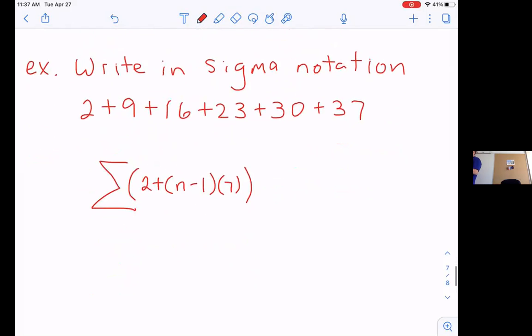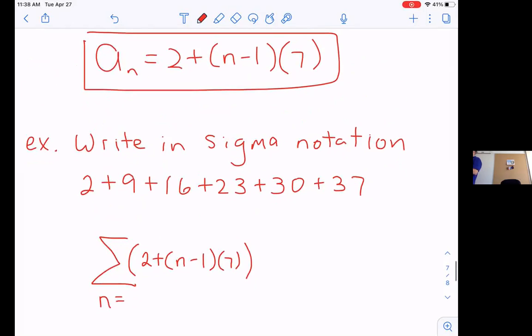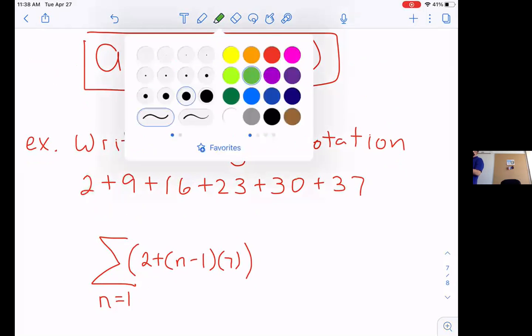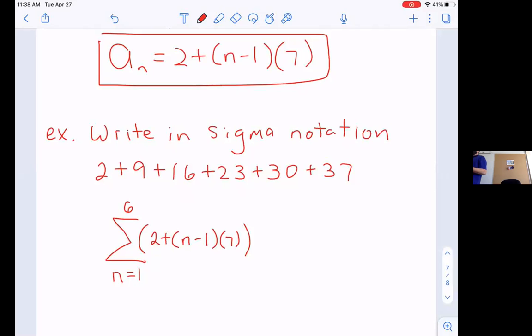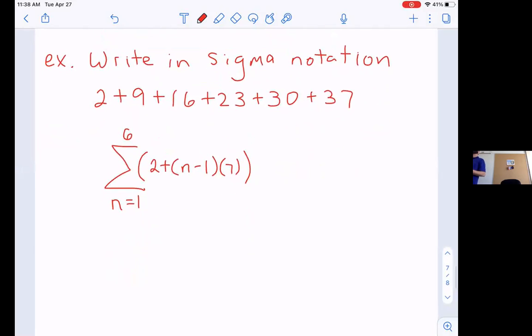Now remember, in sigma notation, n is going to go from 1, because that was our first term. And then what goes here is how many terms we have. We have 1, 2, 3, 4, 5, 6. So that is now written in sigma notation.